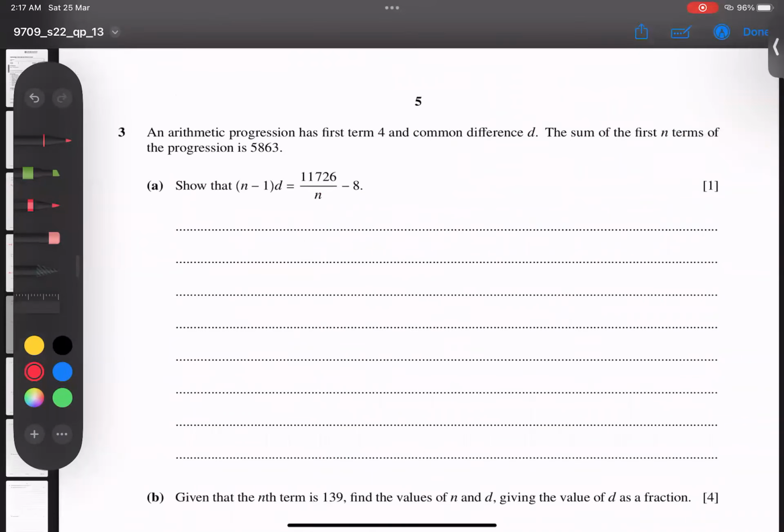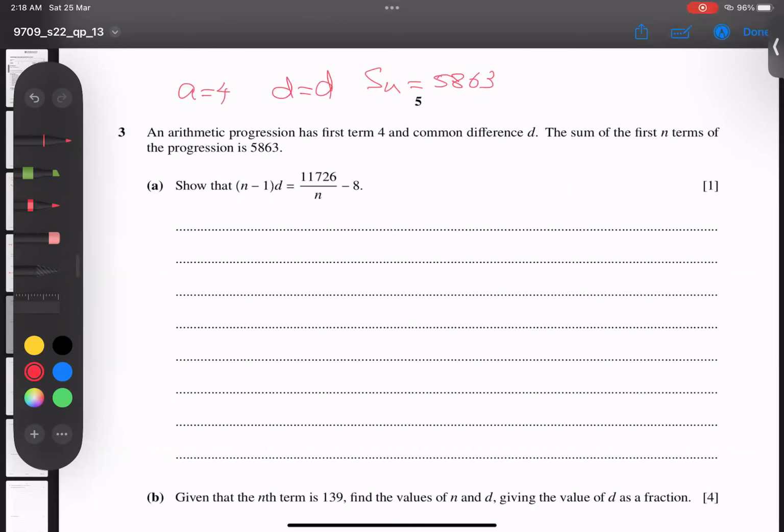Question number 3 we have, and question number 3 is a topic of AP, GP progression, arithmetic progression or geometric. He's saying in an arithmetic progression the first term is 4. I'm writing directly a is equal to 4, and the common difference is d, and the sum of the first n terms is this much. I repeat my words, Sn, the sum of the first n terms, is 5863.